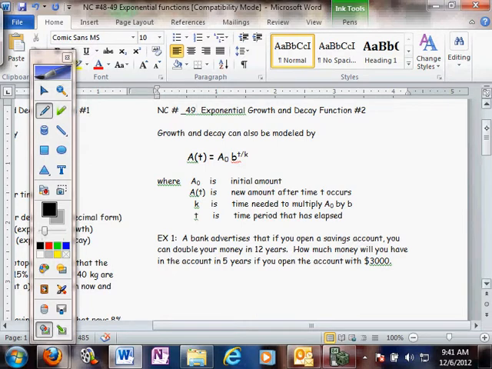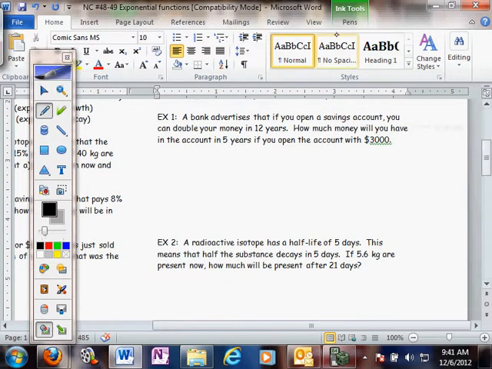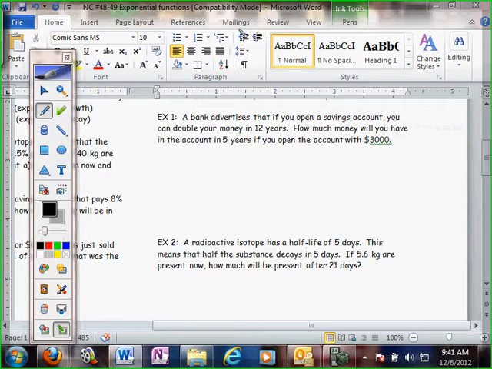So let's just look at number 1. Okay, first of all, I am going to rewrite my formula. A of t is equal to A naught times B to the power of t over k. Example 1 says a bank advertises that if you open a savings account, you can double your money in 12 years. Here's the key word, double. When you see things like double or triple or even half-life, which we're about to see on the next problem, that's B. So B is going to be 2 because we're doubling.